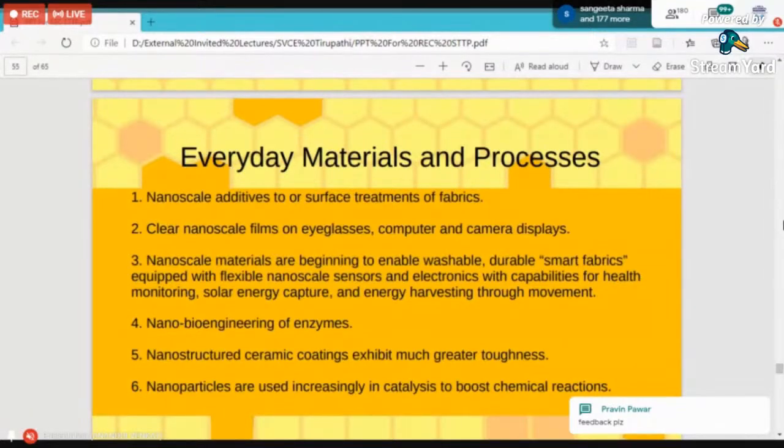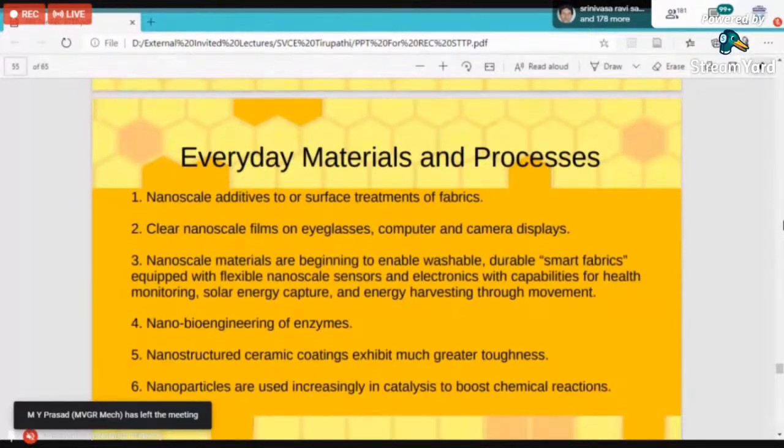Nanomaterials are beginning to enable washable, durable, smart fabrics equipped with flexible nanoscale sensors and electronics, with capabilities of health monitoring, solar energy capture, and energy harvesting through movement. So in a dynamic way you can achieve whatever requirement you need. You need not position the thing in a stationary way. You can carry on your day-to-day life along with the sensors, which can capture the things and give you the relevant data.